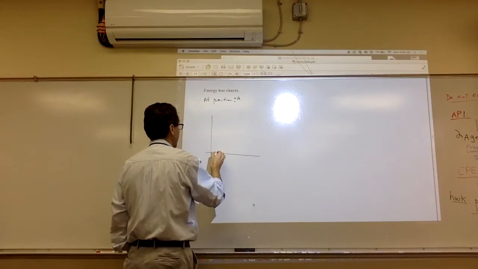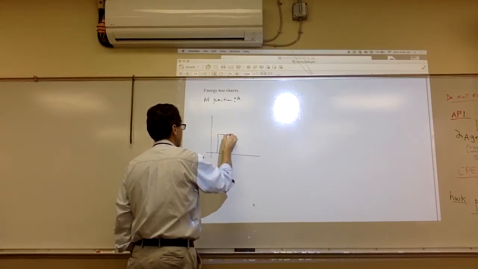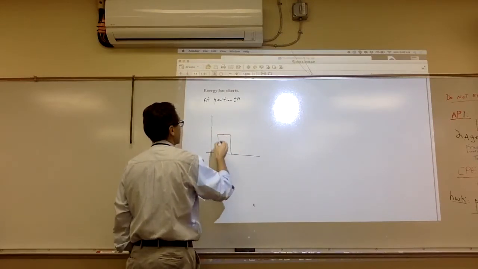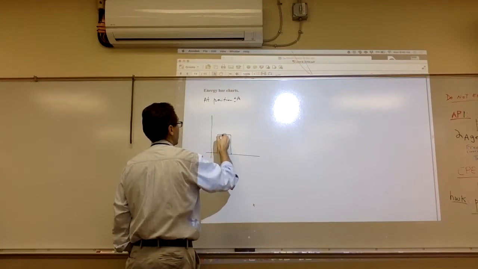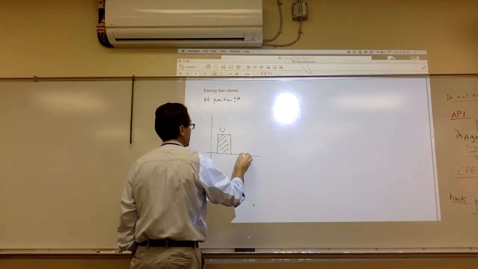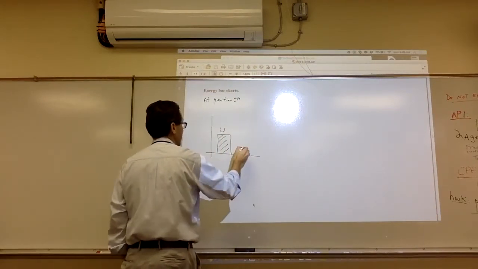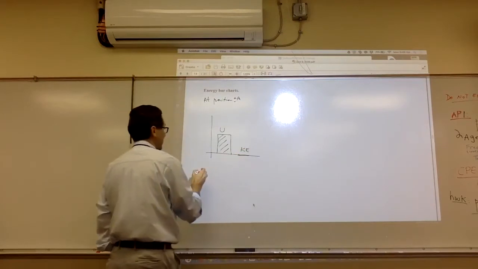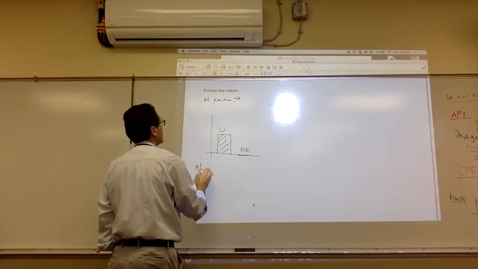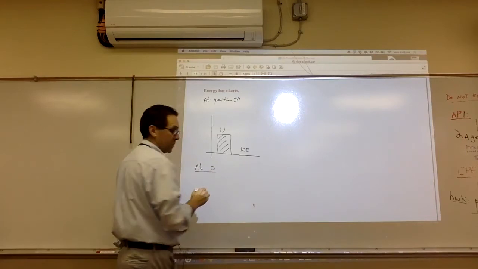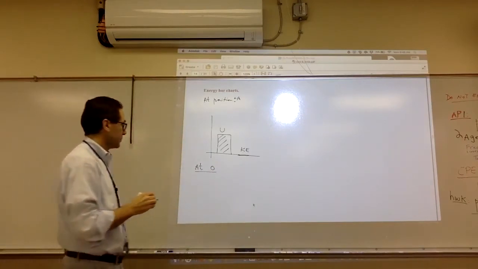So at position A, all my energy is potential. So this is U. And there is no kinetic energy here. Okay, now let's see what happens at 0, in the middle, at the equilibrium position.